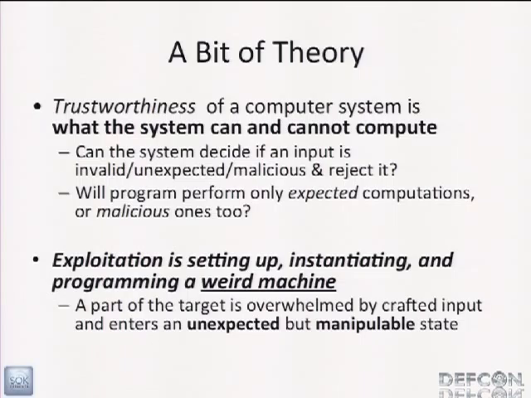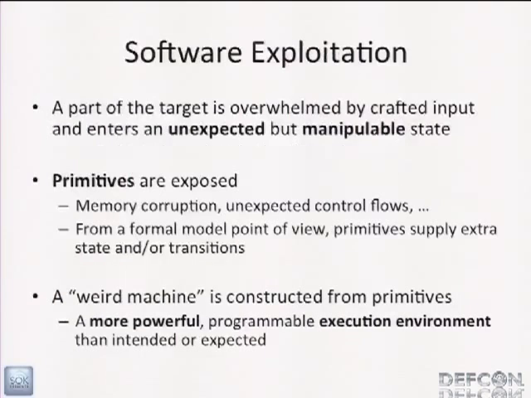In the words of Halvar Flake, who was there when I tried to summarize this hacker folklore, exploitation is setting up, instantiating, and programming a weird machine. So referring to the non-generic nature of the beast, well, you have to construct those programs. It's no longer a simple trick. So a part of the target is overwhelmed by, say, an input you manage to send to it, and it enters an unexpected but reliably manipulable state. If you're thinking of Turing machines or finite automata or any one of those academic abstractions, you get more state than specified in the model. You get more transitions. You get a path through those states that's not expected to be there.